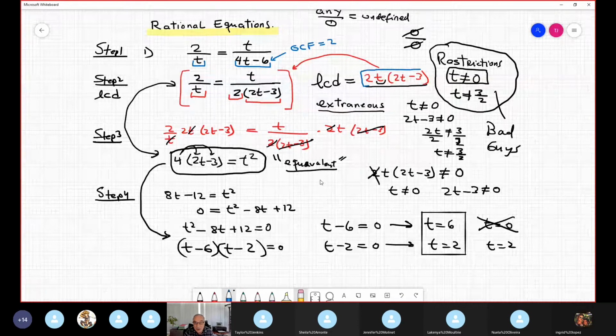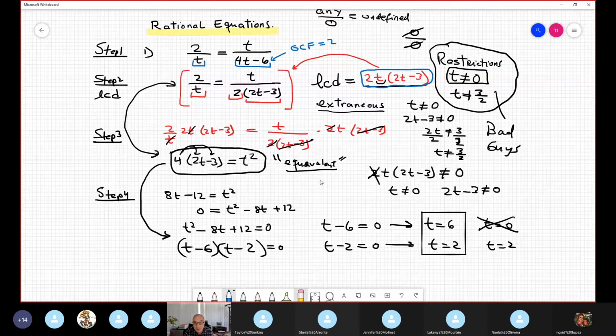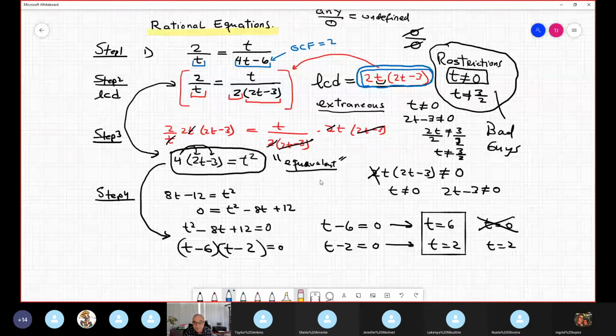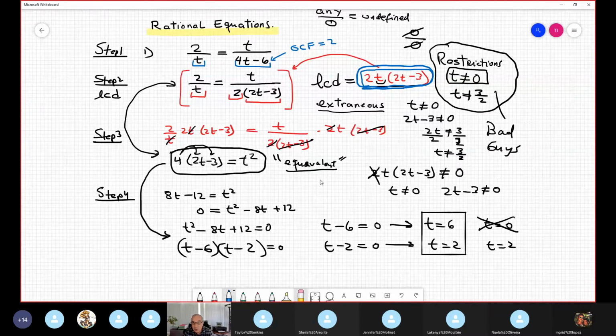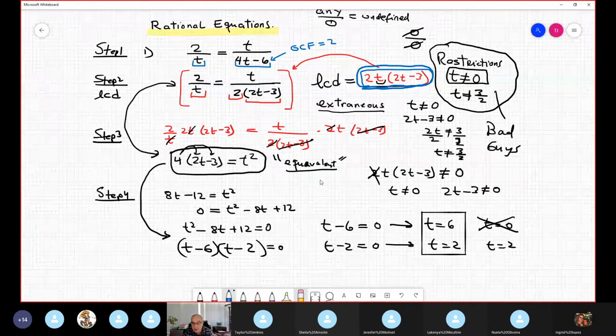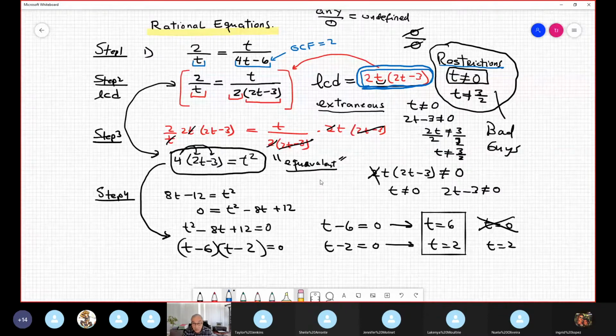I suppose that everyone understands very well the LCD, right? No problem with the LCD. Immediately when you find the LCD, you enforce LCD equals 0. And the solution of this, LCD equals 0, gives me the restriction. The restriction is the bad guy of the problem, or the potential bad guy. I don't know if we need it or not.